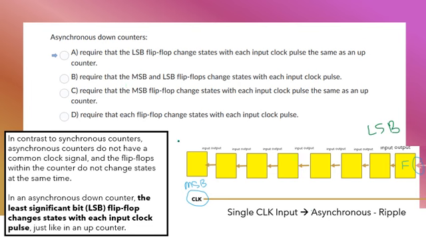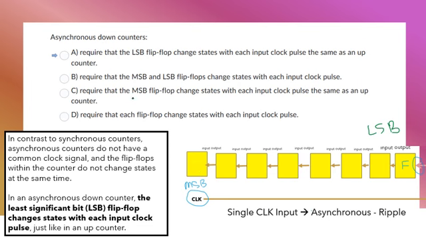B requires that the MSB, which is this one, and the LSB, that one, change states with each input clock pulse. That's not true, because the MSB is way far off here, waiting for the output of the previous flip-flop. In this case we have 8 bits, and your LSB is going to get the clock pulse first, and then second, third, fourth, all the way down to your MSB. So no, it isn't right.